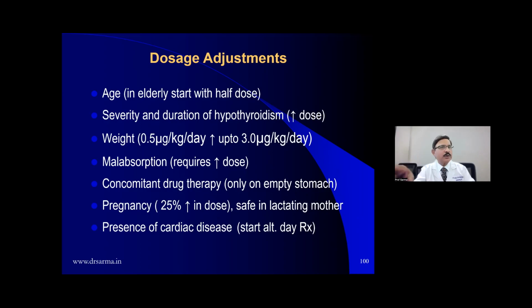Pregnancy, 25% extra. Suppose she is receiving 100 before being pregnant and she becomes pregnant, hypothyroid treatment should be 125. Because this is to cater for the fetal requirement of the thyroid. Otherwise, we will be producing idiots in the society with mental retardation. I don't want the society to be burdened with brainless people. Already we have enough brainless persons. Why do you want to manufacture more?